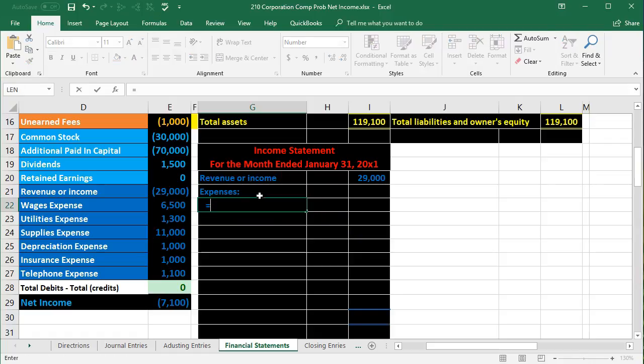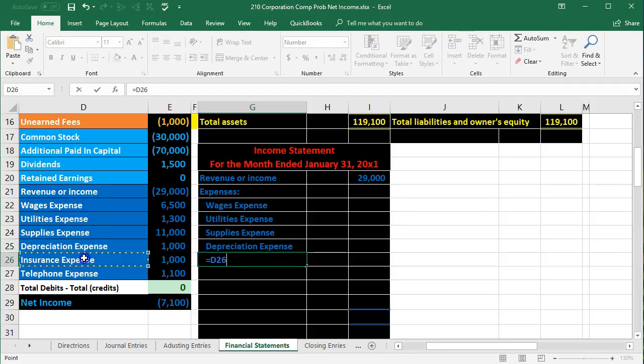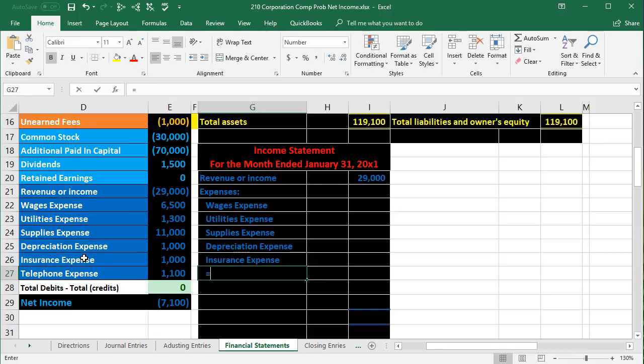So then here, we're just going to say equals and point to the wages, equals and point to the utilities, equals and point to the supplies, equals and point to the depreciation, equals and point to the insurance, equals and point to the telephone.